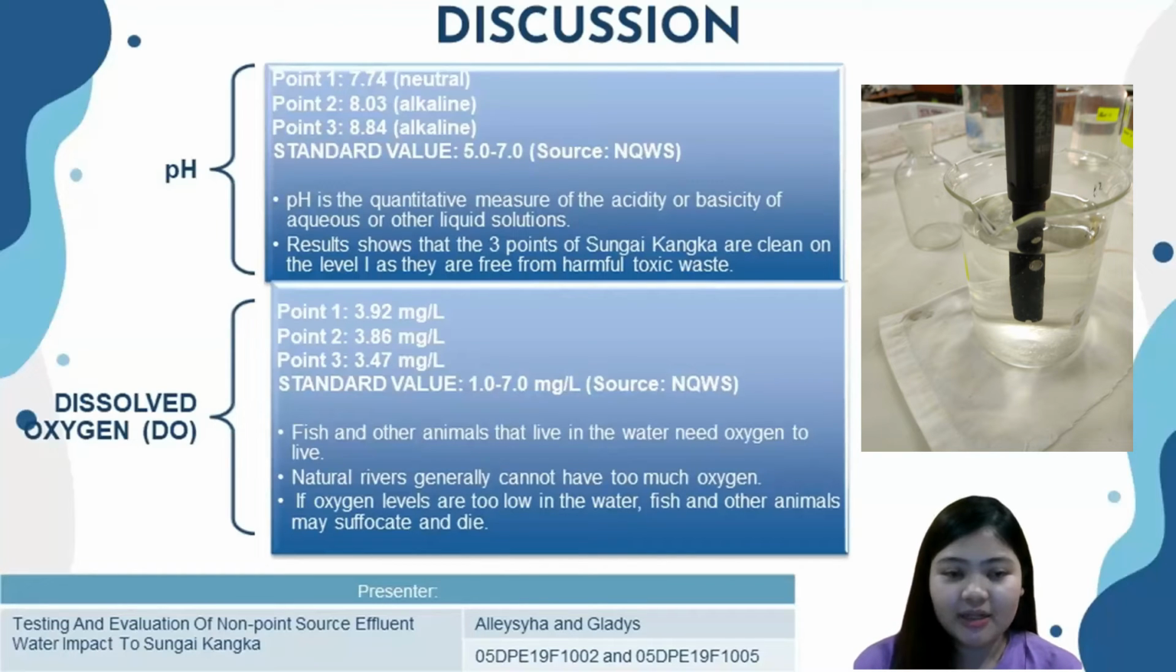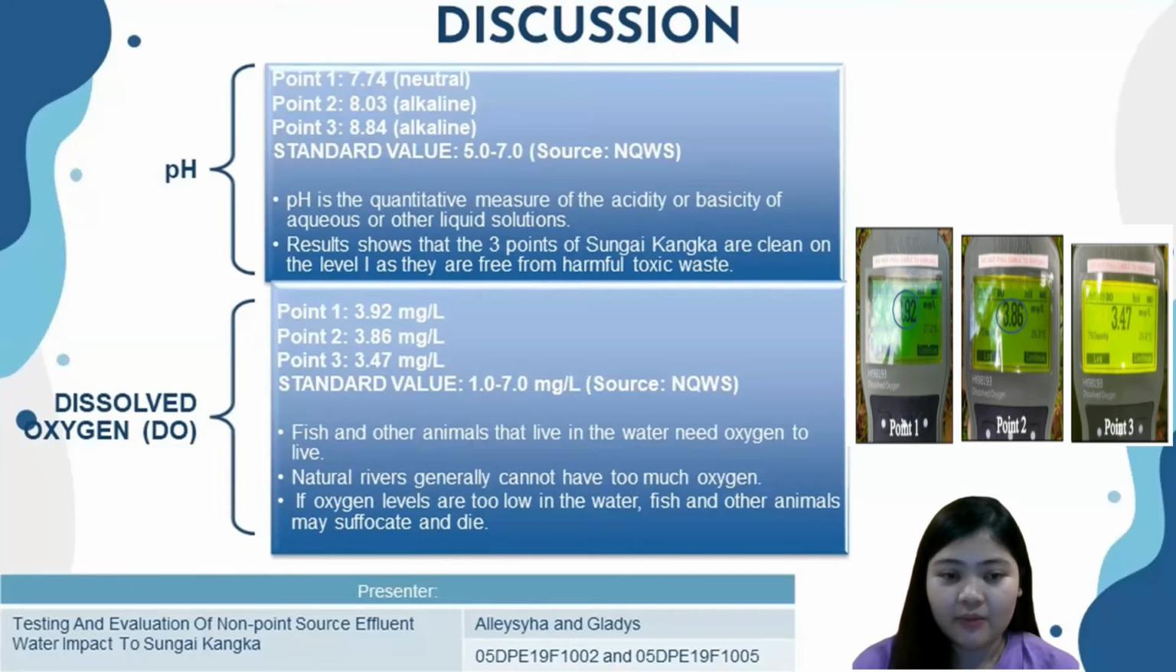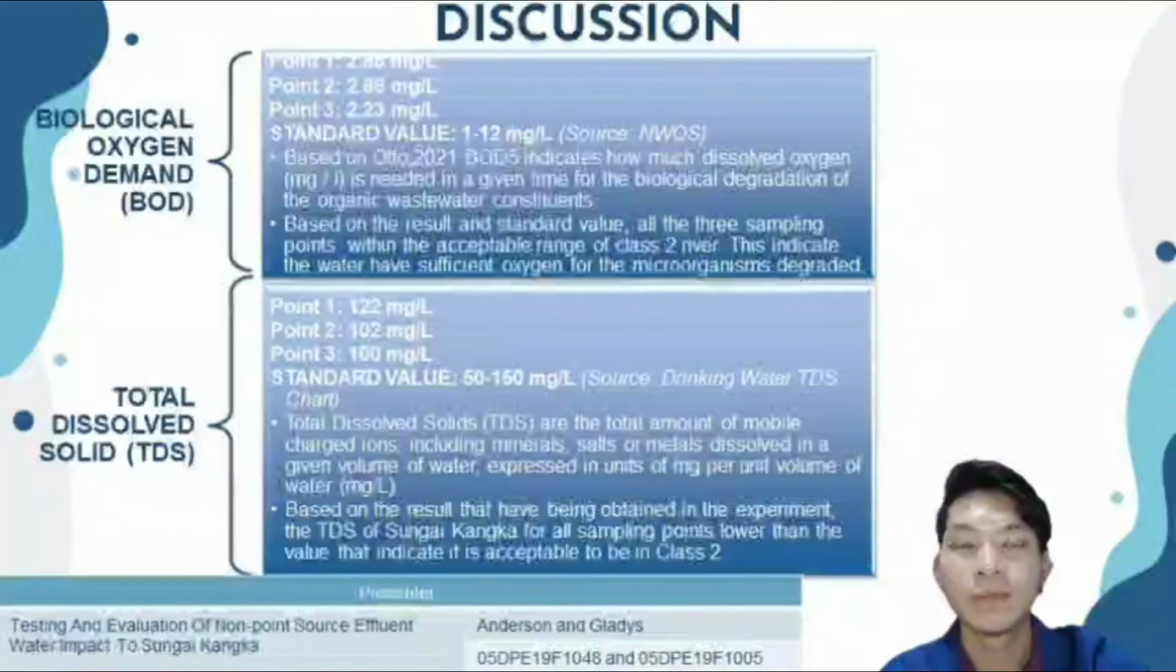Discussion for dissolved oxygen, DO. The standard value is 1.0 until 7.0 mg/liter. The fish and other animals that live in the water need oxygen to live. Natural river generally cannot have too much oxygen. If oxygen levels are too low in the water, fish and other animals may suffocate and die.